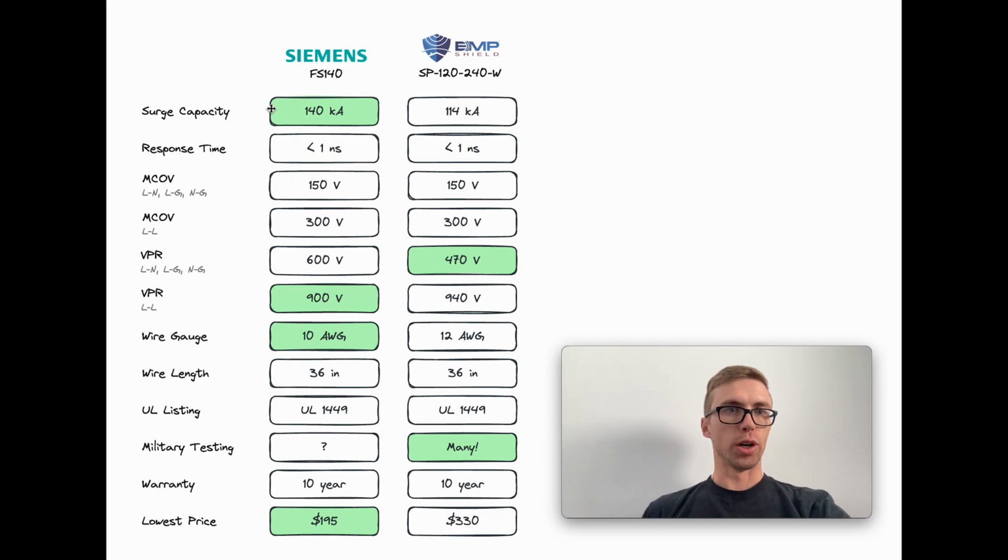If you're more concerned about surge capacity, thicker gauge wire, and the lowest price, I would probably go with the FS140. For the EMP Shield, if you're more concerned about the VPR being the lowest possible, as well as the military testing, it's definitely unmatched.